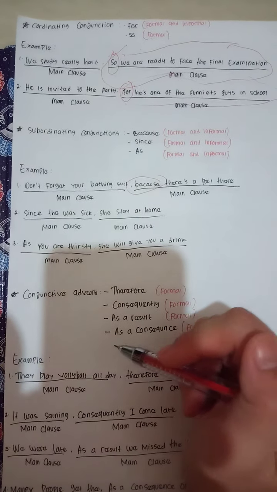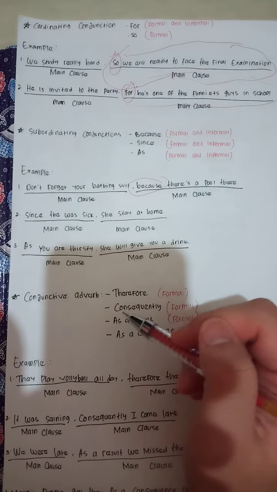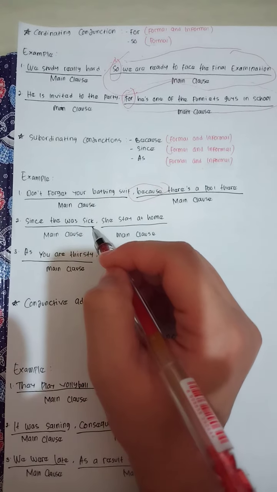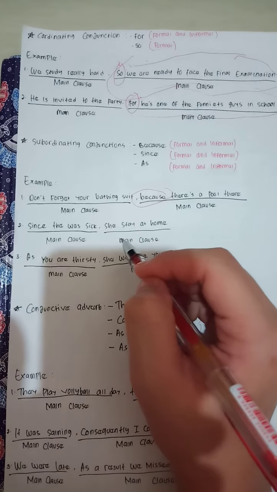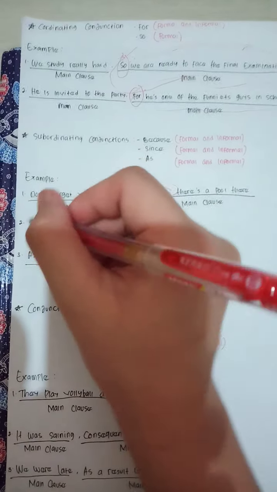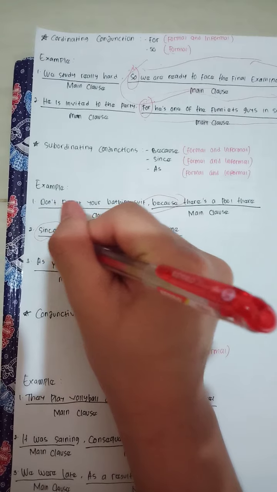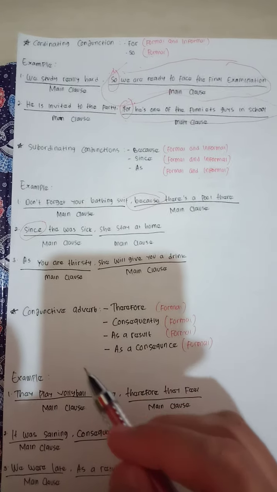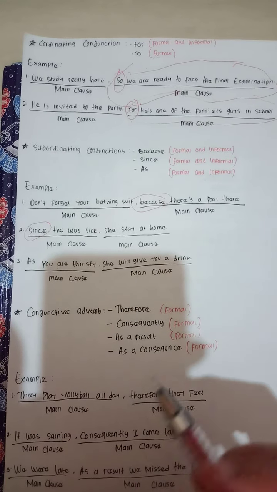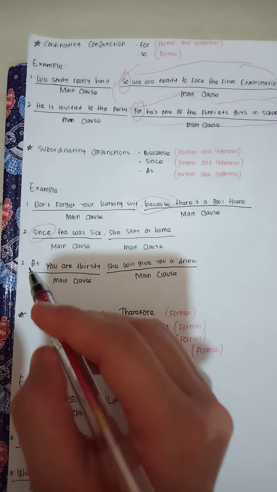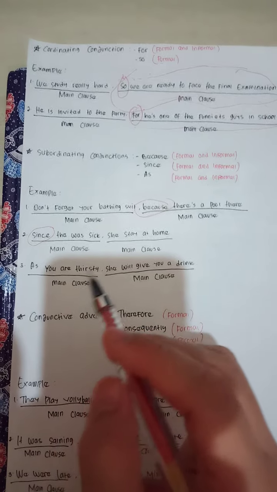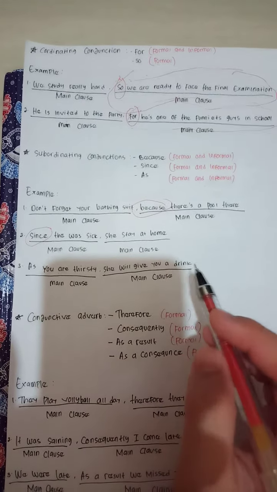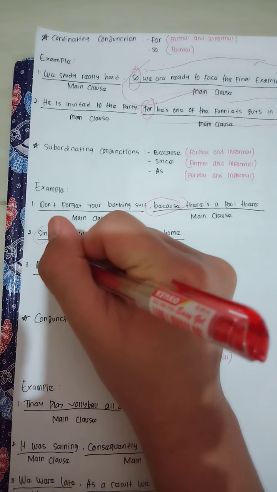And the second example uses "since": since she was sick, she stayed at home. This is the first "since". The third example uses "as": as you are thirsty, she will give you a drink. The first "as".